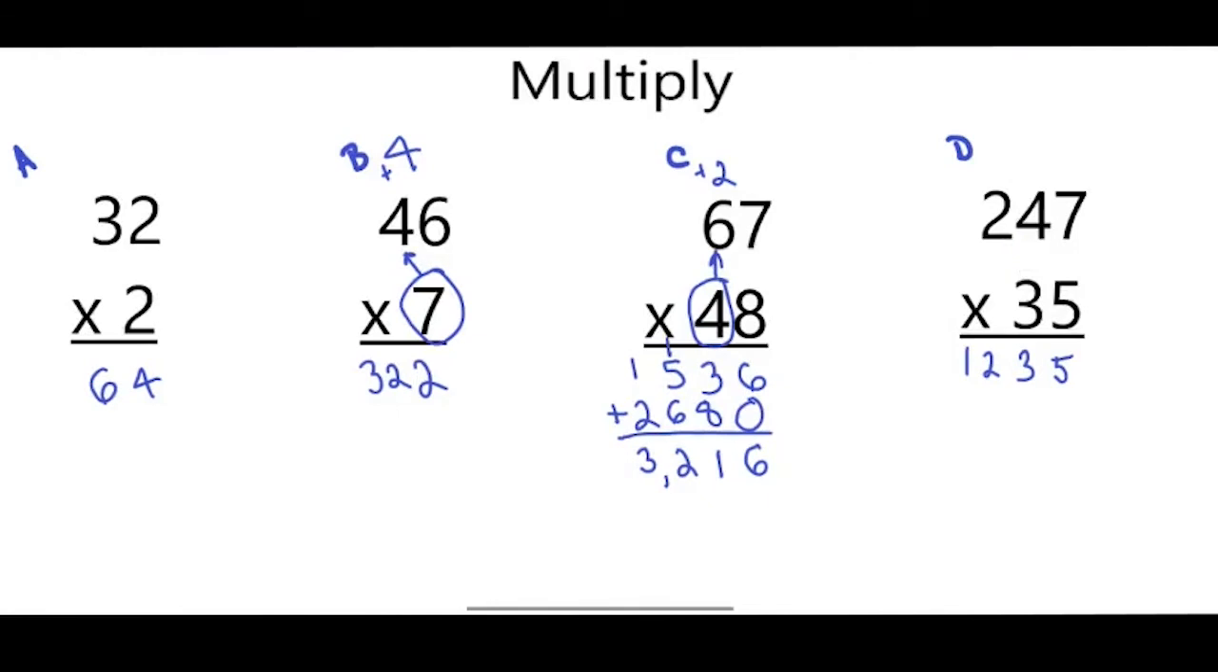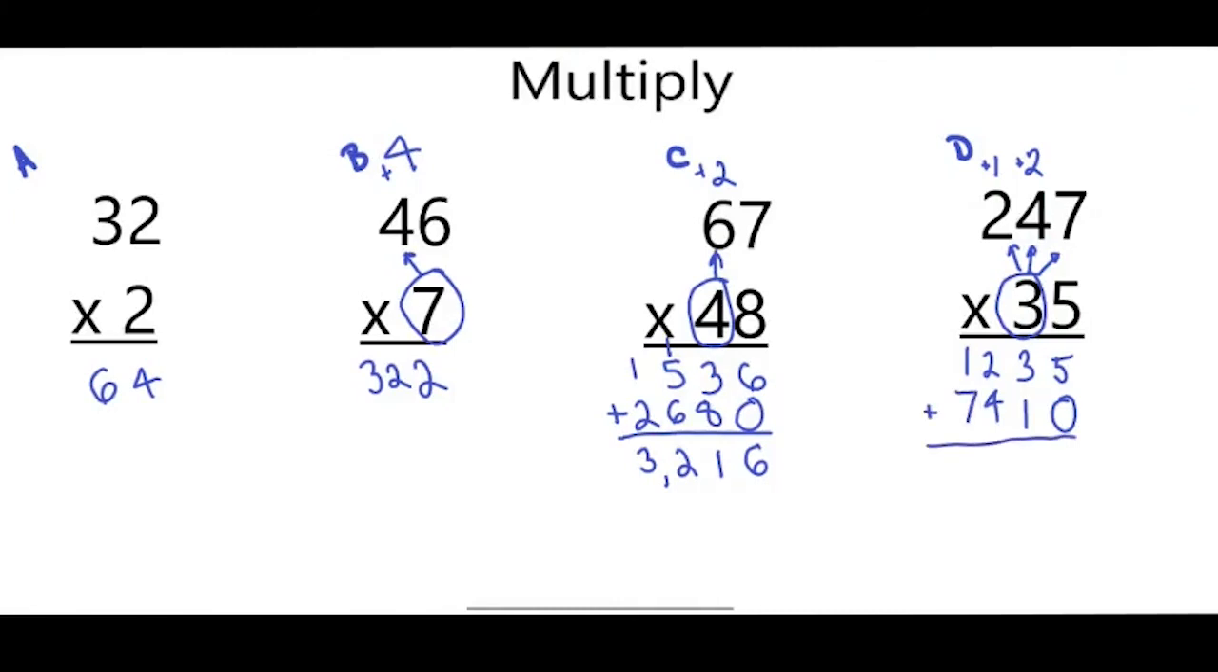Now, because there are 2 digits in this row, that means there's going to be 2 rows here. So I'll put a 0 here. Then I'm going to do 3 times 7, which is 21. So I'll put the 1 here, and I'll carry the 2 up here. Then I'll do 3 times 4, which is 12, plus 2 is 14. So I'll put the 4 there, and I will carry the 1 up here. And then I'll do 3 times 2. 3 times 2 is 6, plus 1 is 7.